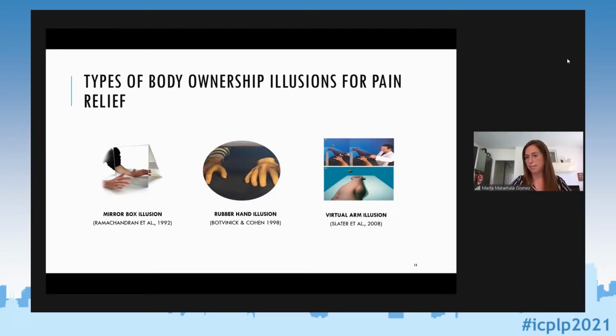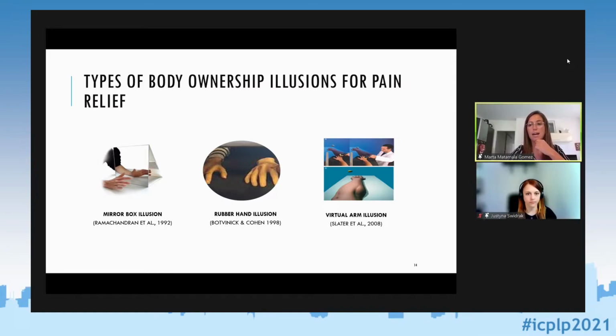It was also used, but in fewer studies. And now the virtual arm illusion, or virtual body ownership illusions, are growing in the research field. So now my colleague Justyna will talk more in depth about the mirror box illusion and the rubber hand illusion studies in patients suffering from phantom limb pain. And at the end, my colleague Tony will talk in detail about the different studies using the virtual arm illusion or virtual body ownership illusions.